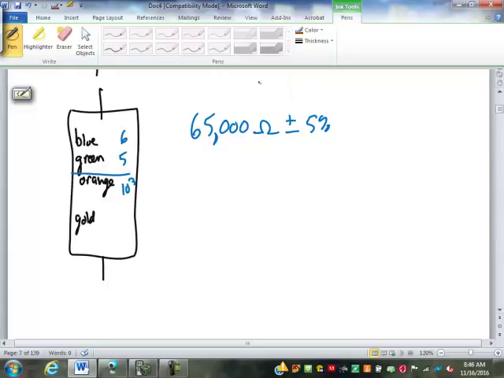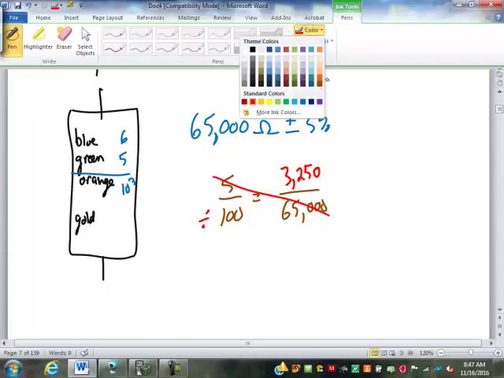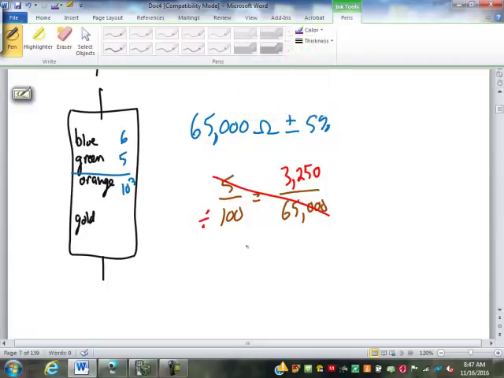Now, if I want to turn that again into an absolute allowance, I have to find 5%. So 5 over 100 is 5%. Need to find how much that is out of 65,000. If I cross multiply and divide, 65,000 times 5 divided by 100 is 3,250. So that is an absolute allowance, 65,000 ohms plus or minus 3,250 ohms.